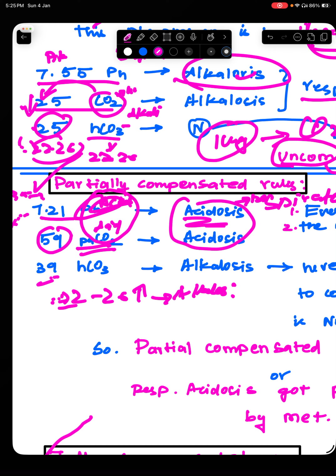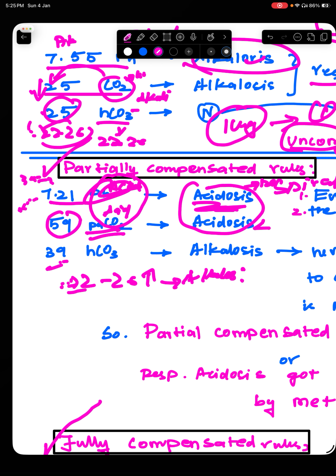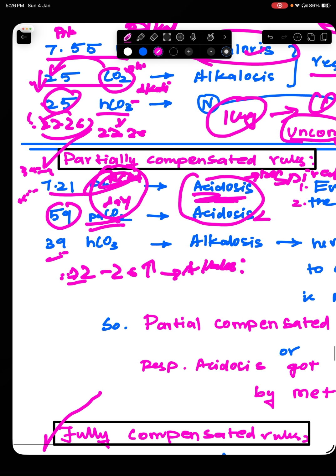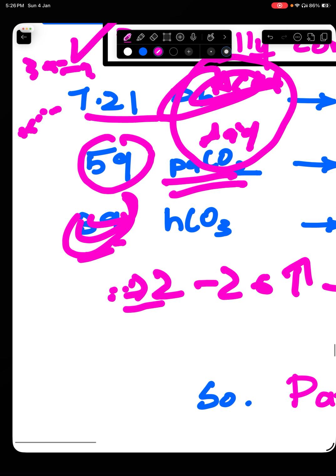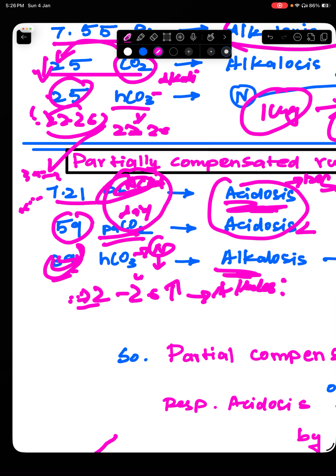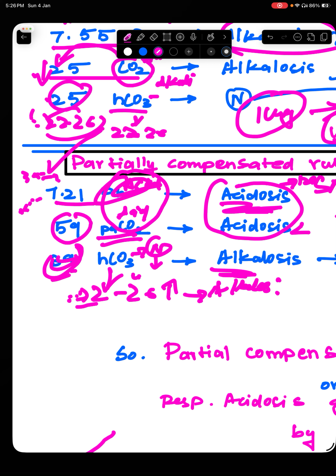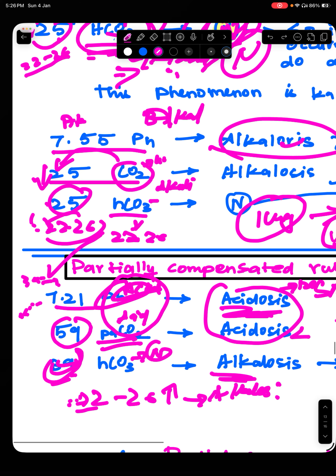Acidosis. See the pH. The problem is acidosis. Who is the culprit? Lungs are the culprit. So respiratory acidosis, and very specifically, it is partially compensated. Why? The kidney values are increasing. If it were normal, then we should consider this as uncompensated. But see, the HCO3 value is 39, which means it is increased here.